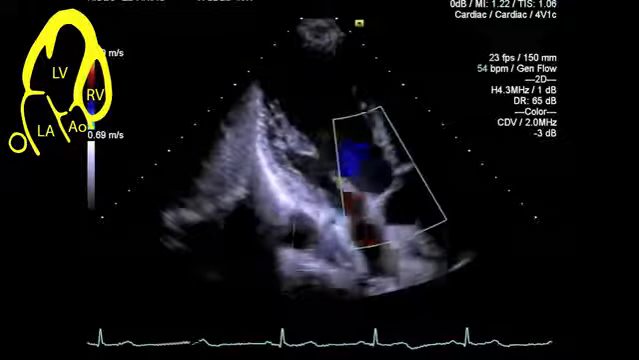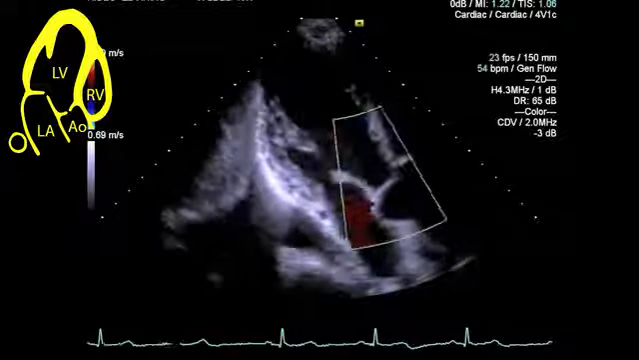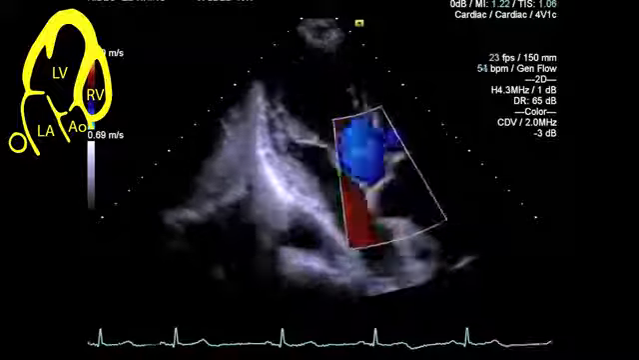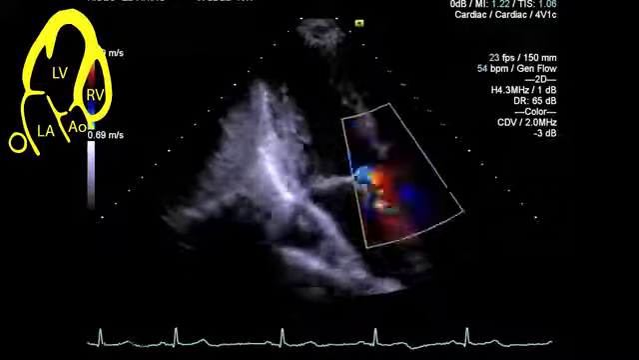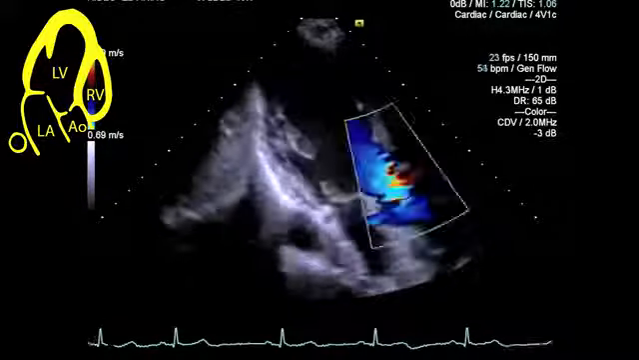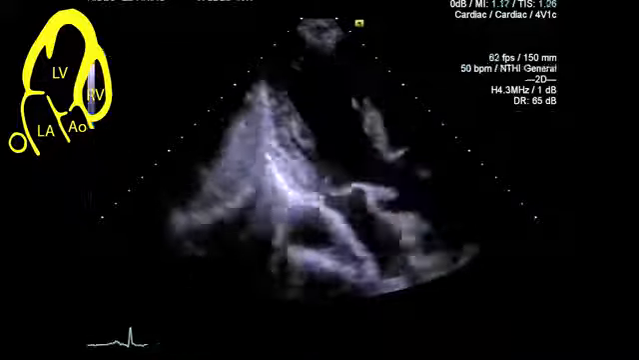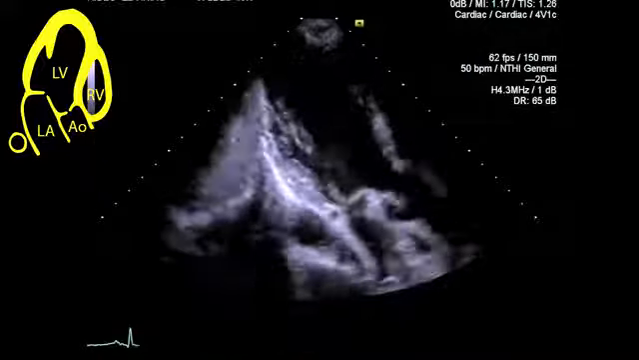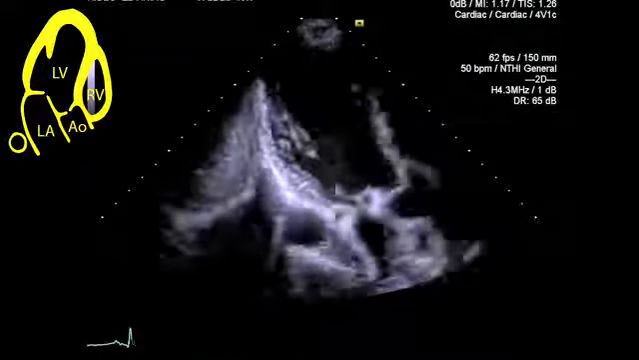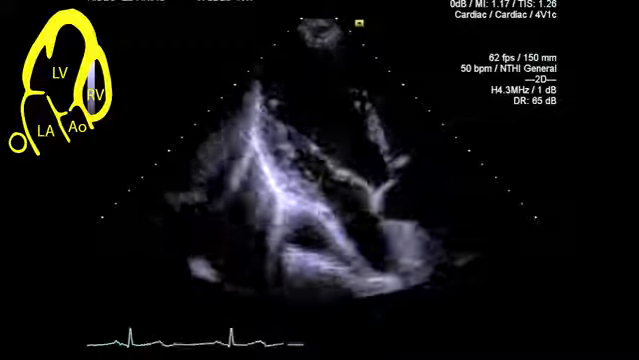Sometimes the Doppler alignment is much more parallel in the left ventricular outflow tract for this view, and you may want to put a pulse wave Doppler in the outflow tract again to measure the stroke volume. Make an assessment of any obvious regional wall motion abnormality.